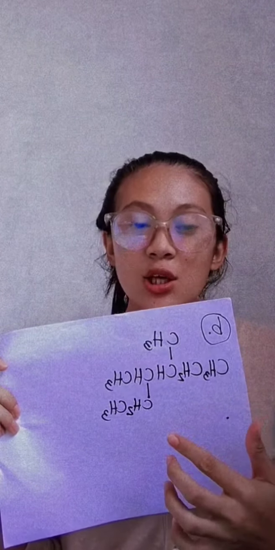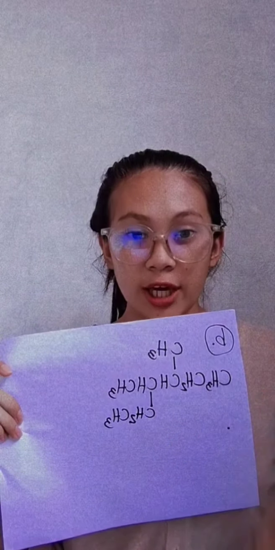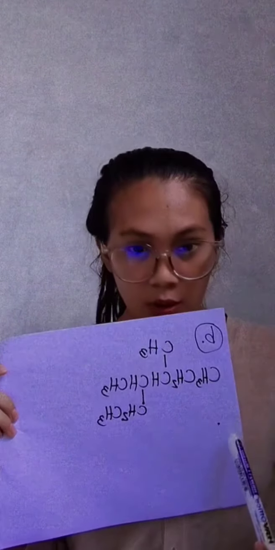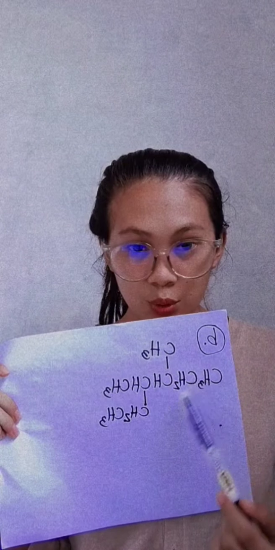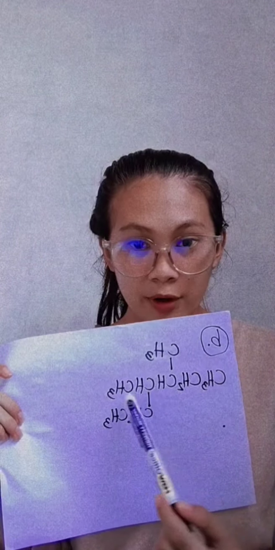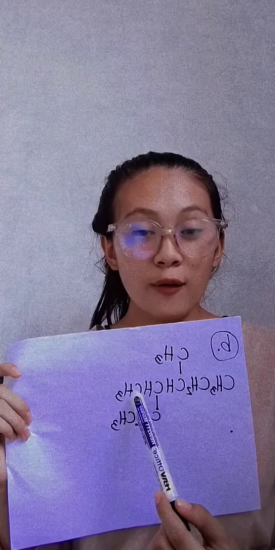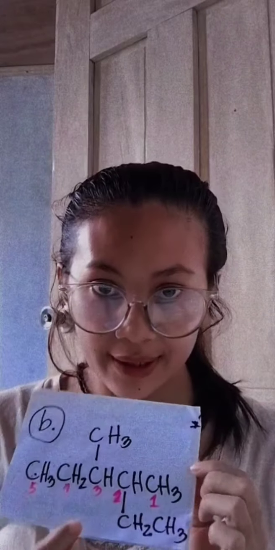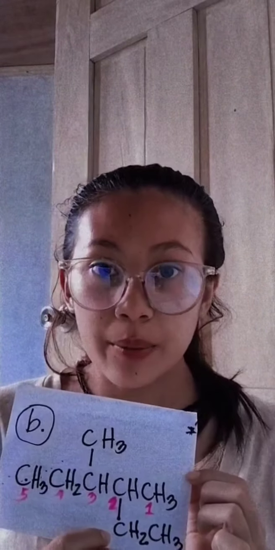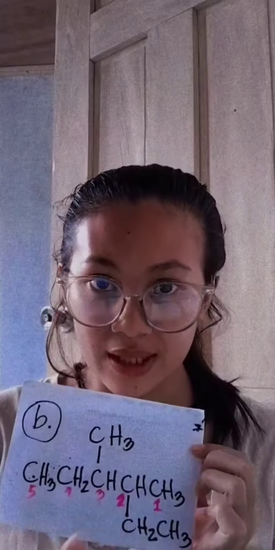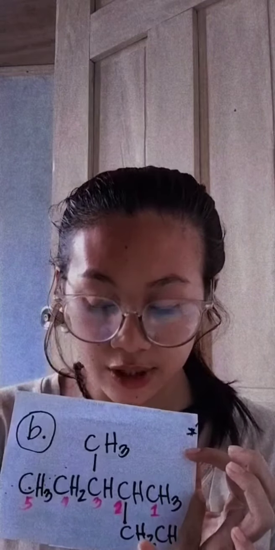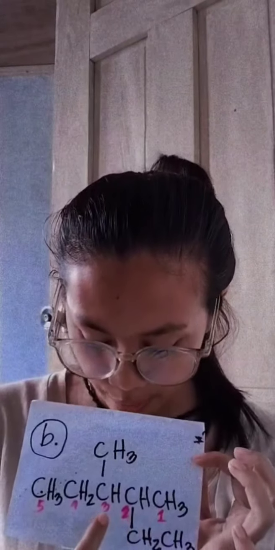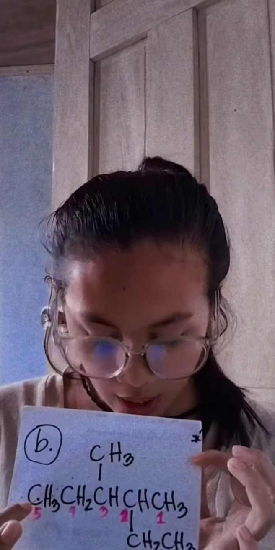So, let's find the longest carbon chain. So, let's start counting. 1, 2, 3, 4, 5. So, 5 for pentane. So, pentane is the parent name. At this point of time, it's time for numbering this alkane. I start numbering at the end nearer the substituent. That's why I start numbering at the left side than the right side. So, carbon 1, carbon 2, carbon 3, carbon 4, and carbon 5.